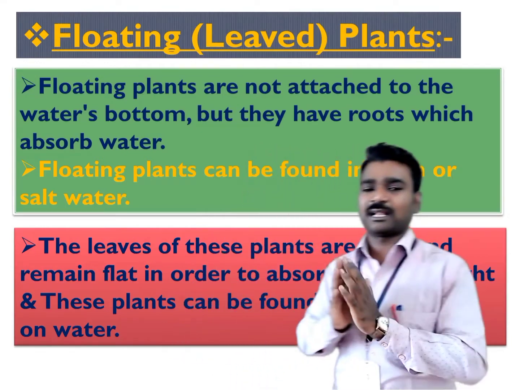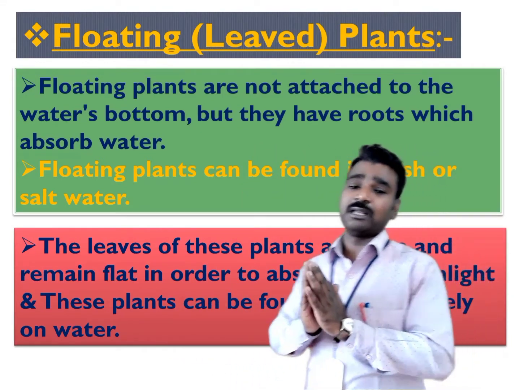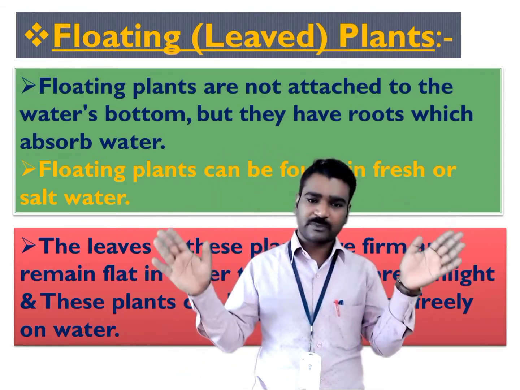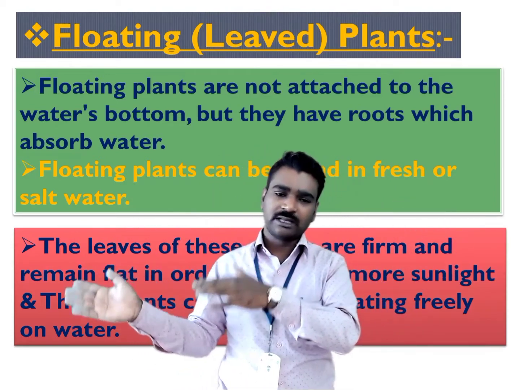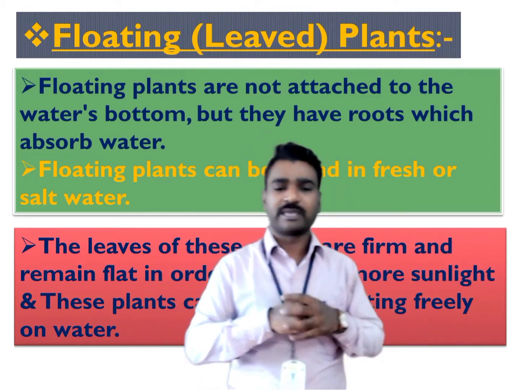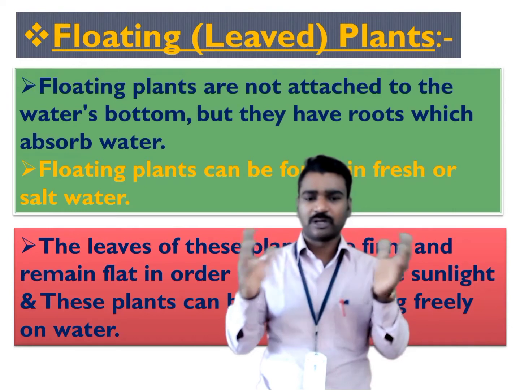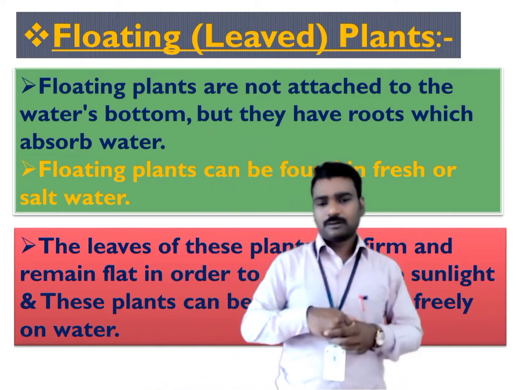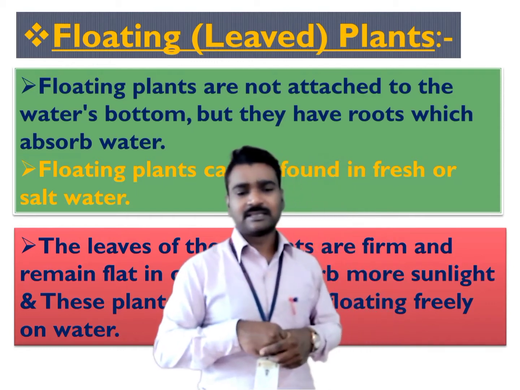Now, floating aquatic plants can be found in fresh water and in salt water. They grow in rivers, and we can also find them in the sea or oceans. So floating plants can grow in both kinds of water, fresh and salty water.